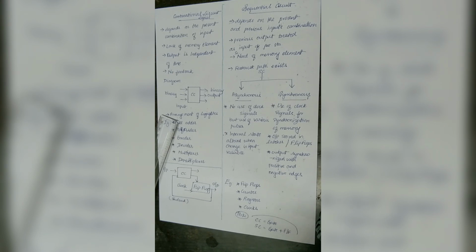Combinational circuit is basically the arrangement of logic gates where a binary input is given as input and binary output is received as output.